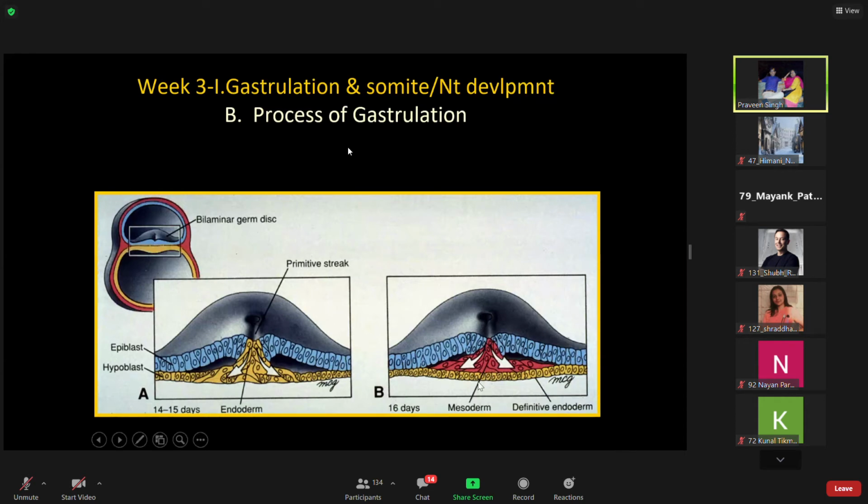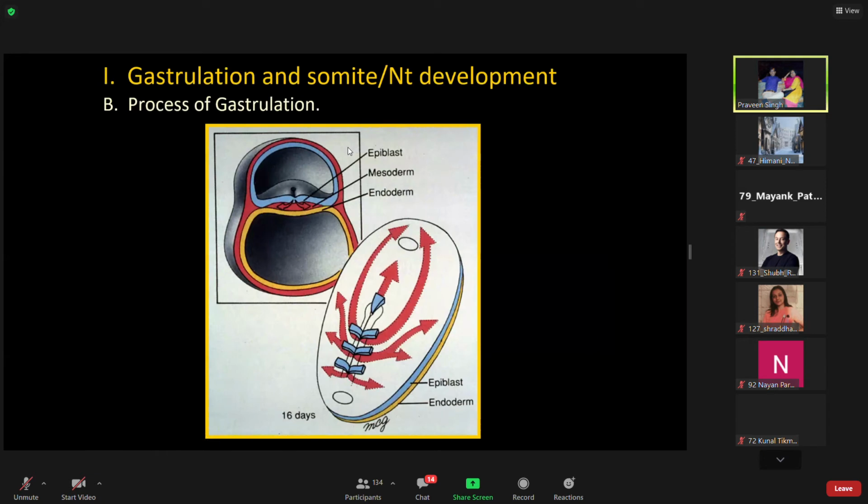them will form intra-embryonic mesoderm, and they will pass between the overlying epiblast and underlying endoderm, and they will go everywhere. As you can see, this is primitive streak. It is forming intra-embryonic mesoderm. It will go everywhere between the overlying epiblast and underlying endoderm. Overlying epiblast, as you can see, underlying endoderm.